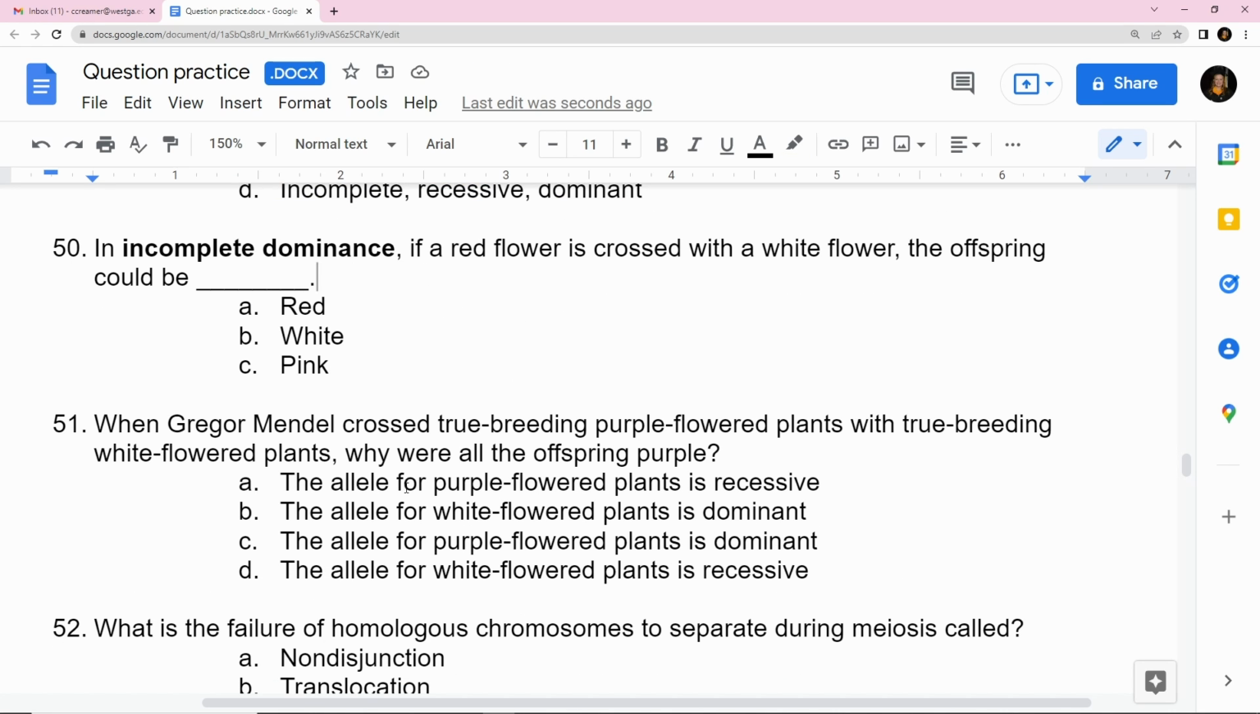In incomplete dominance, if a red flower is crossed with a white flower, the offspring could be red, white, or pink. If you chose pink, you are correct.